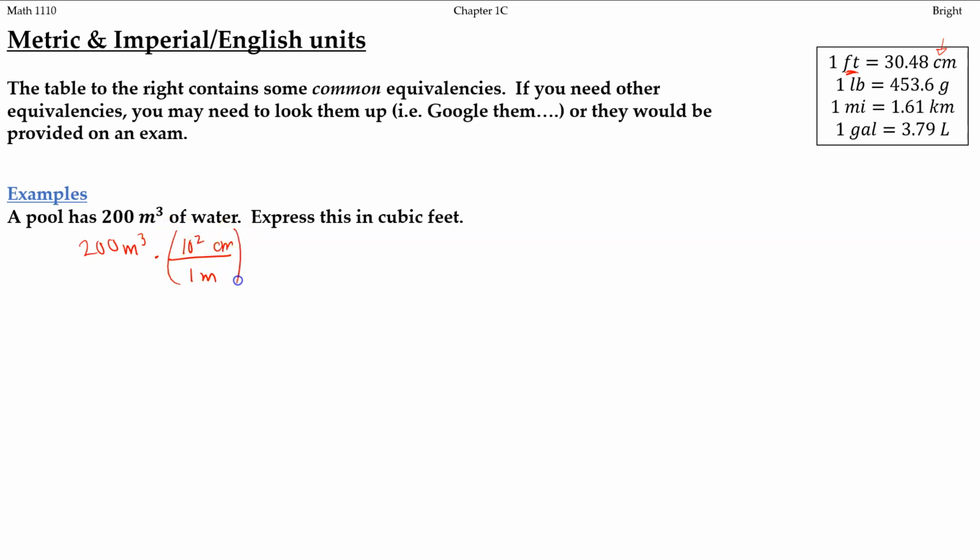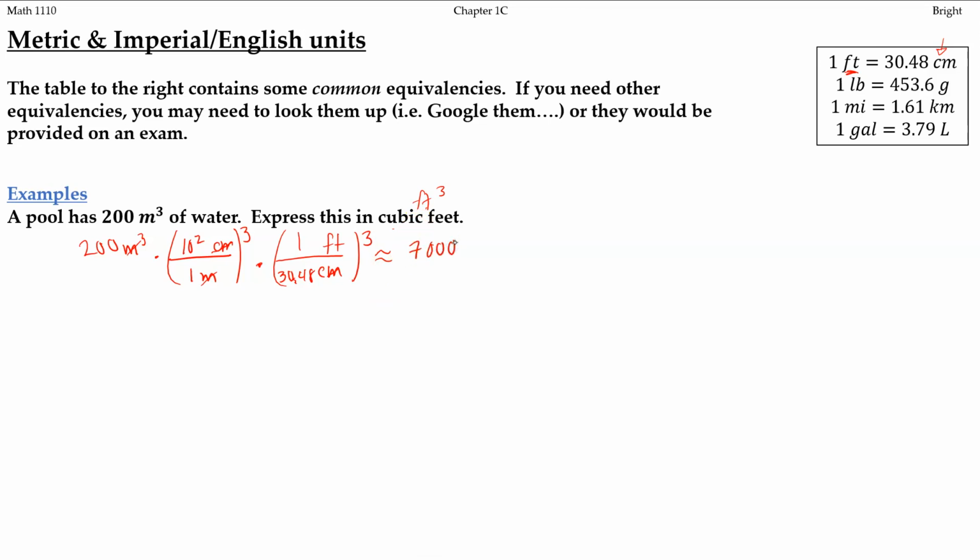Centimeters, but then I have cubic units, so guess what, you need to cube that, and then meters would cancel out, but now I'm in cubic centimeters, right? I need to convert that into feet cubed. Centimeters to feet, I have that in the table. 1 foot is 30.48 centimeters, and I need to cube that as well, again to cancel out the centimeters cubed that I was left with. And after all this, I'm going to approximate this as about 7,000.